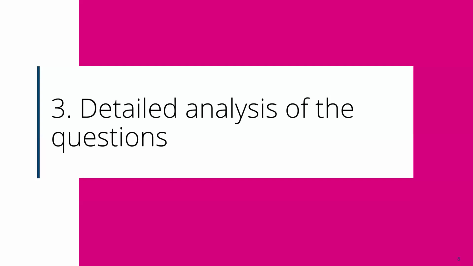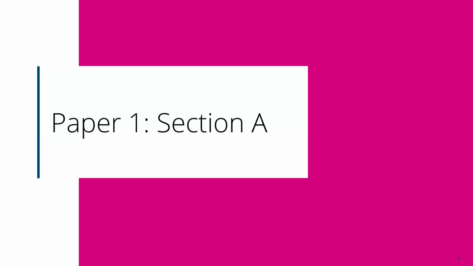So we're moving on now. That was a very quick overview of the paper. We're going to look at the papers now in more detail, at the assessment objectives and the questions. So we're going to delve into how students of different abilities responded to the questions and the requirements of the mark scheme. So it's very logical. We're going to start with paper 1, section A.